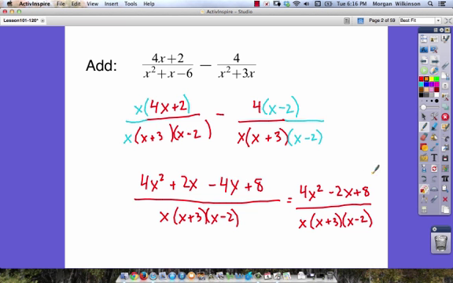This one was nice to expand out so we can see exactly what our numerator will equal. Let's erase that equal sign here because it is possible to confuse that with a negative.